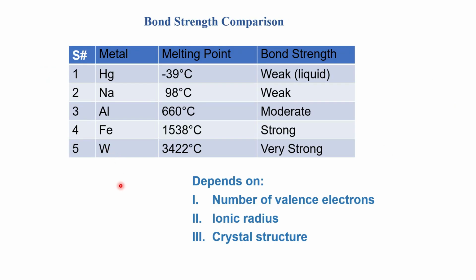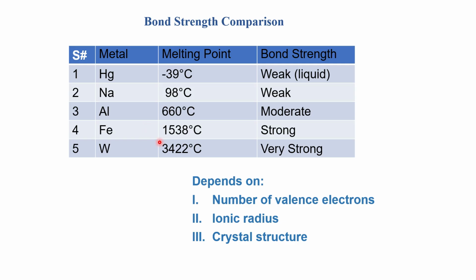This table highlights how bond strength directly correlates with melting point. Mercury has extremely weak metallic bonding, which is why it is liquid at room temperature, whereas sodium also has weak bonding because it contributes only one valence electron per atom. As we move to metals like aluminium and iron, the number of valence electrons increases, strengthening metallic bonding.